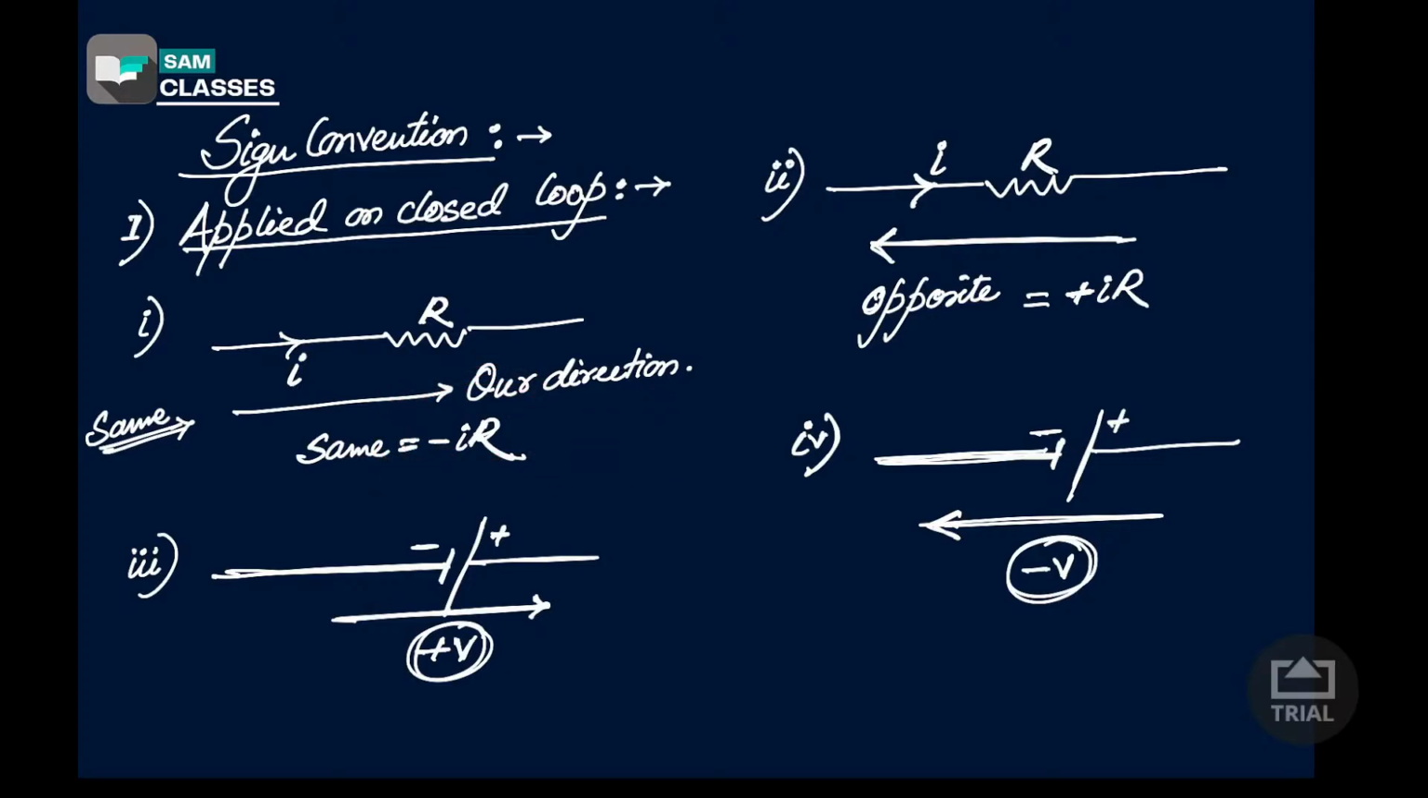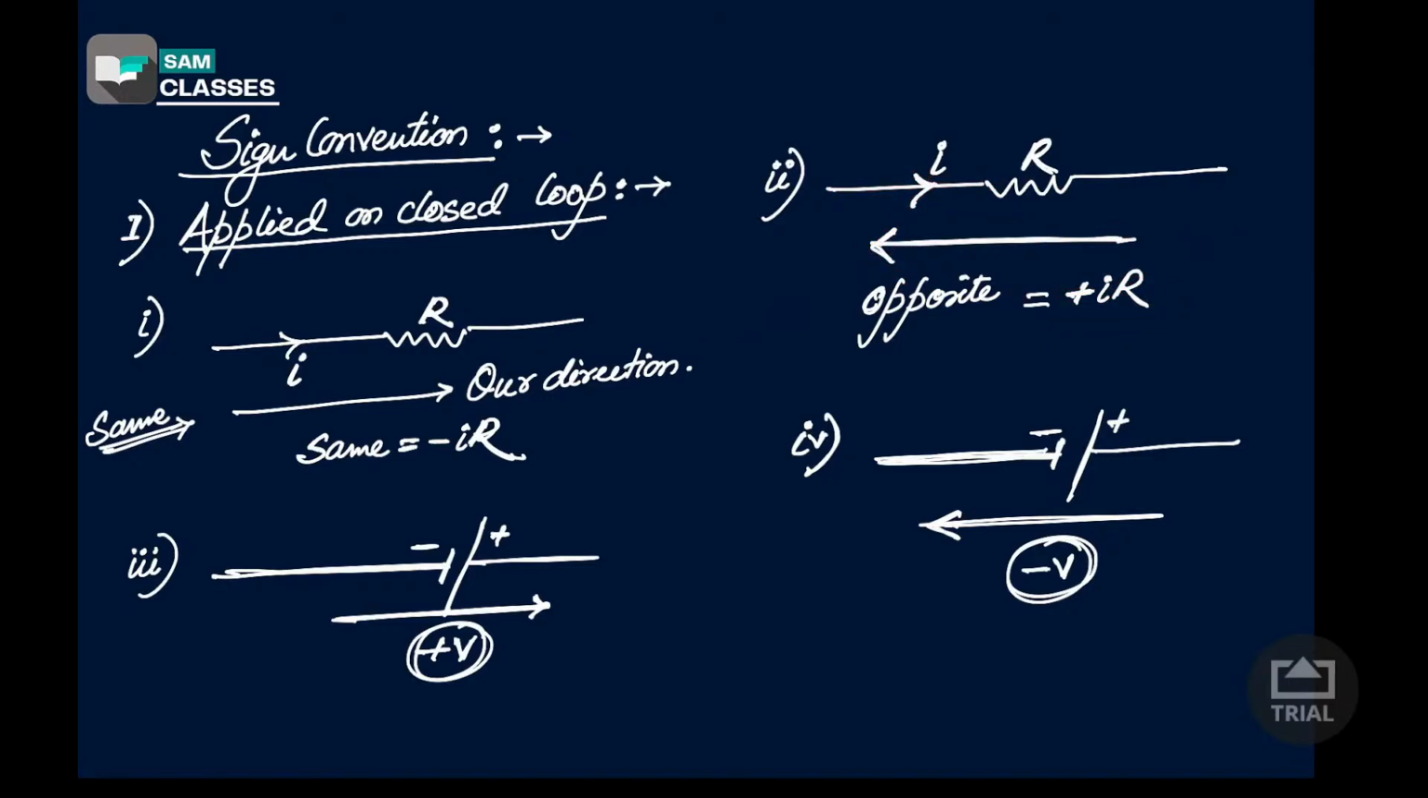Clear? Do not get confused, students. Very important. Do not get confused. I'll show you so that you don't get confused. Next, if the current direction and the direction in which we are going are opposite, what will happen? Plus IR. The voltage drop is plus IR. Clear? So do write down these two.